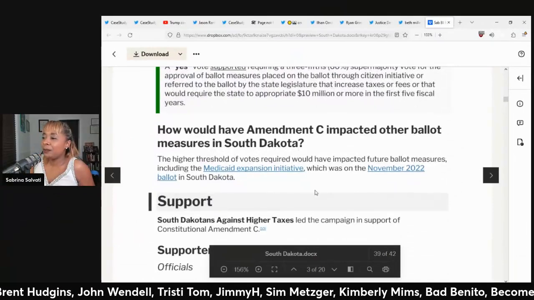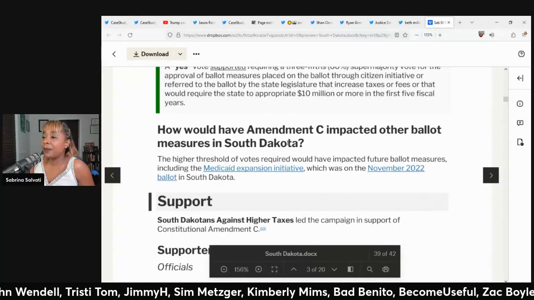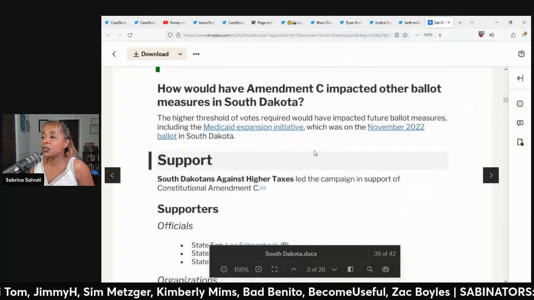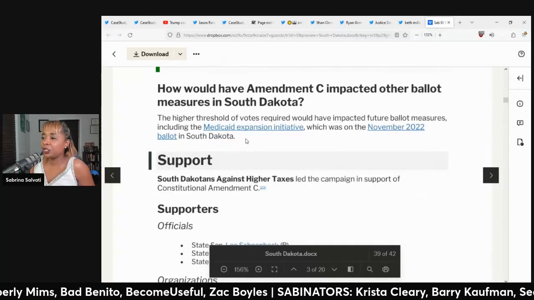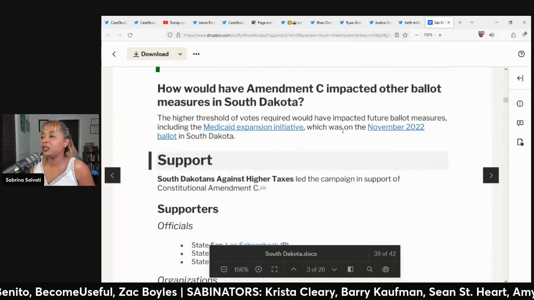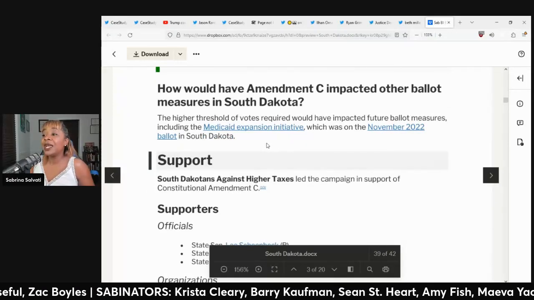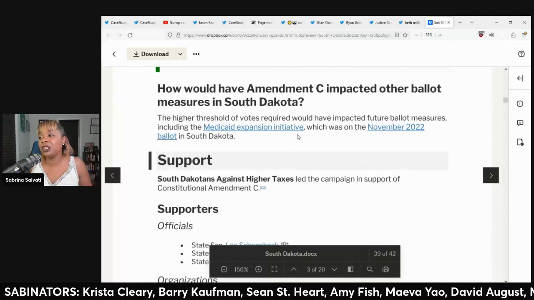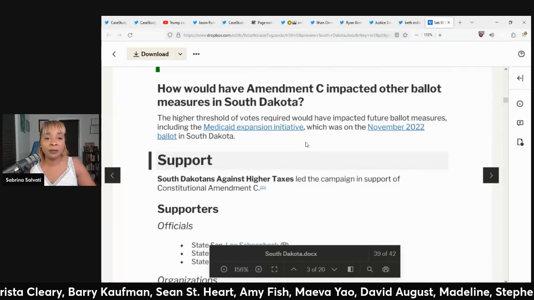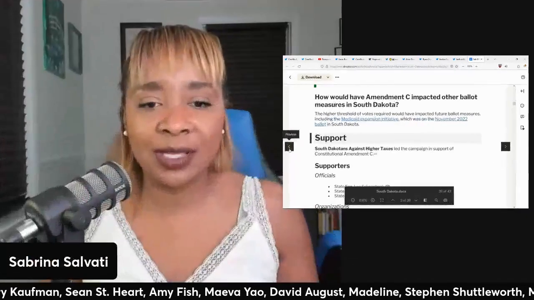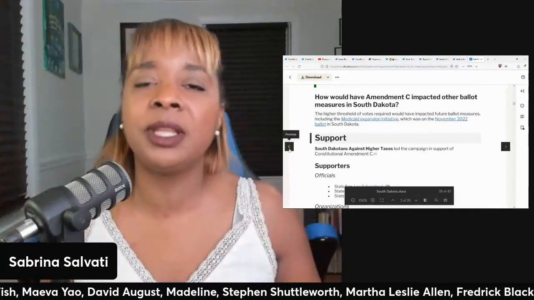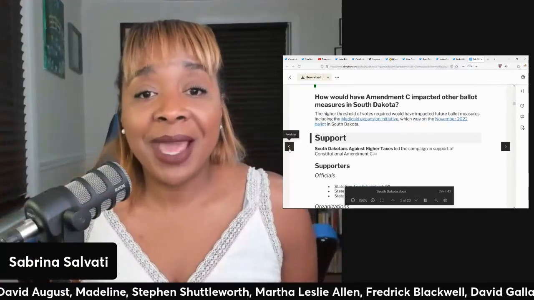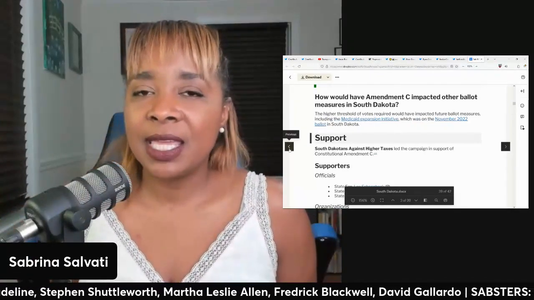It says, how would Amendment C impact other ballot measures in South Dakota? This was the big one. I did a story on this months ago. The higher threshold of votes required would have impacted future ballot measures, including the Medicaid expansion initiative, which was on the ballot in November. So that was one of the ones they were trying to stop. They didn't want, by they, I mean the government, they didn't want Medicaid expansion to pass in South Dakota.